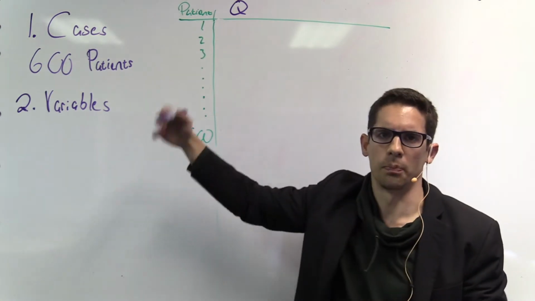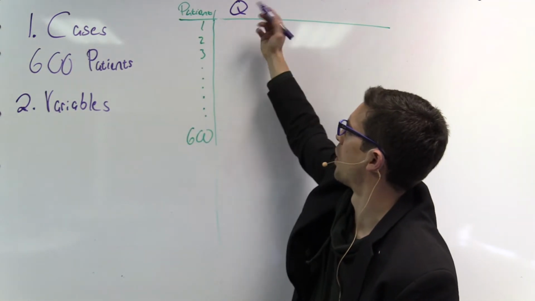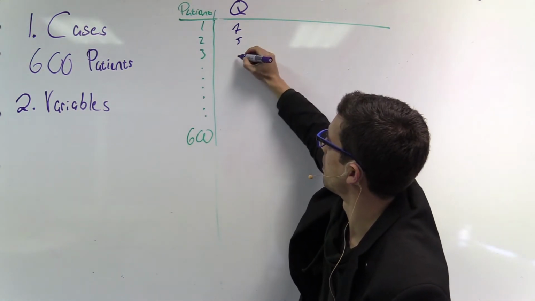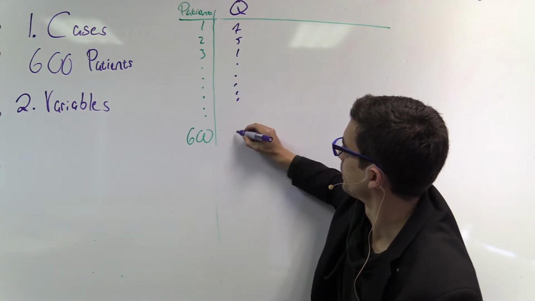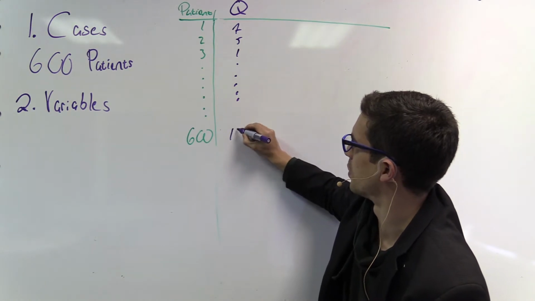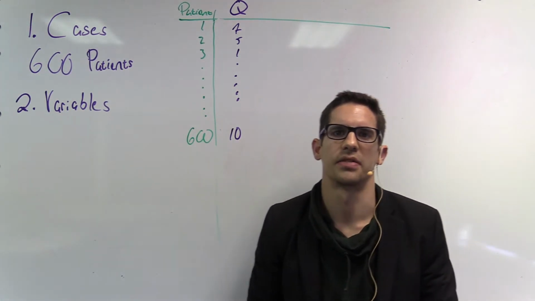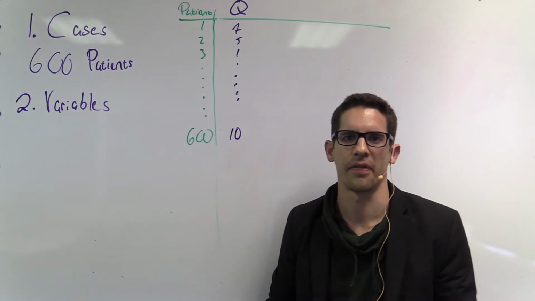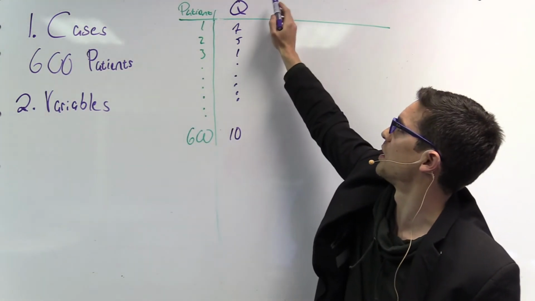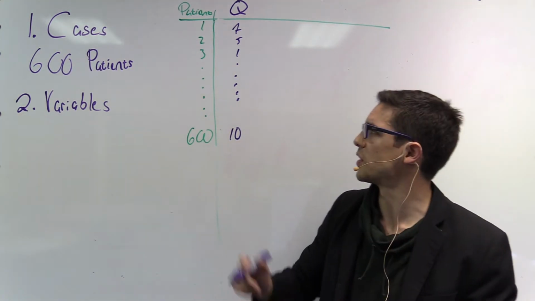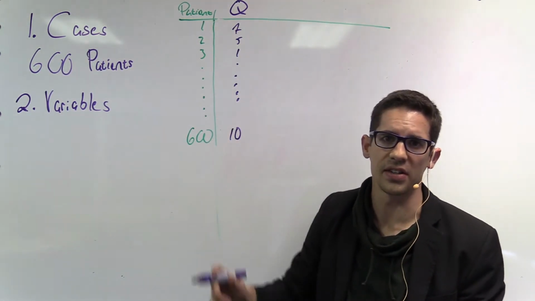If you were to put this in a table, we see that patient 1 rated himself 7, that guy rated himself maybe 5, maybe that guy 1, and so forth, until patient 600, who had a really good quality of life. So this is the easiest one to identify. The variable is the stuff that we measure, and that goes into the different columns that we have in our data matrix. Okay, so as I said, that's the first one, the easy one.